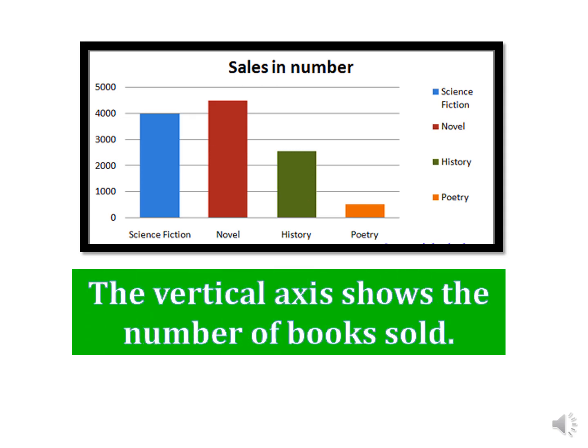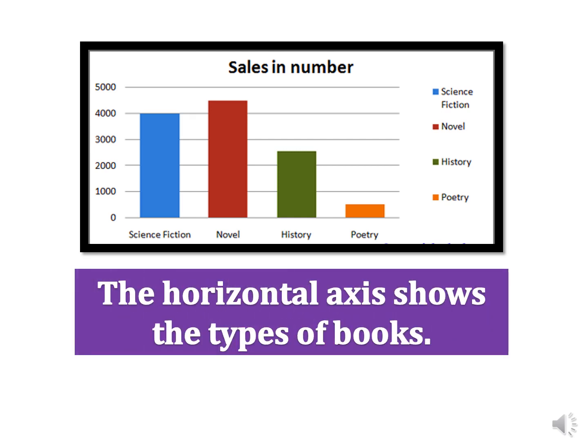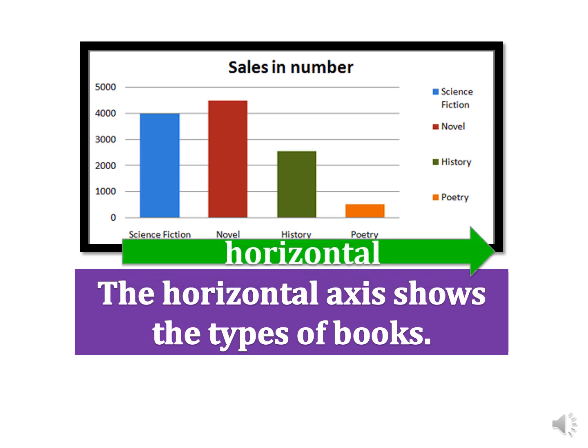The vertical axis shows the number of books sold. If we take the vertical axis, which is here, that says the number of books sold. The horizontal axis shows the types of books. Where could you find the horizontal axis here? It is here. So altogether, there are some sentences we have discussed now.